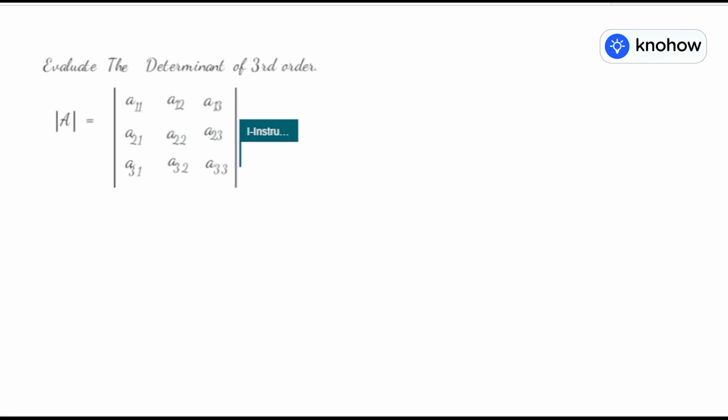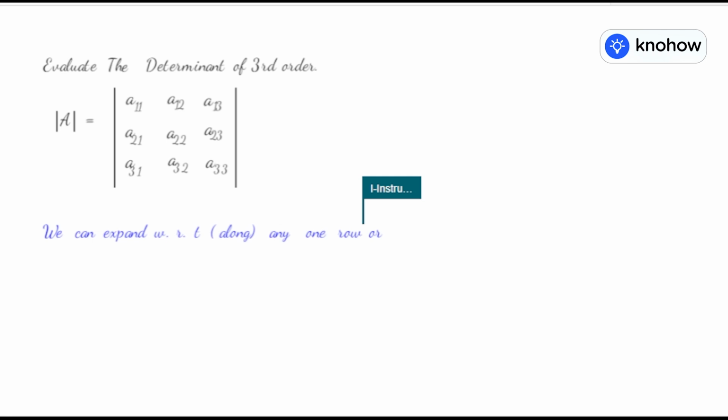Now please note that we can expand this determinant A with respect to any one row or column, by multiplying each element of that particular row or column, deleting the row and column through that particular element, and multiplying with the rest of the determinant of second order, and taking a proper sign along with every element. What do you mean by proper sign? Let me tell you about proper sign.